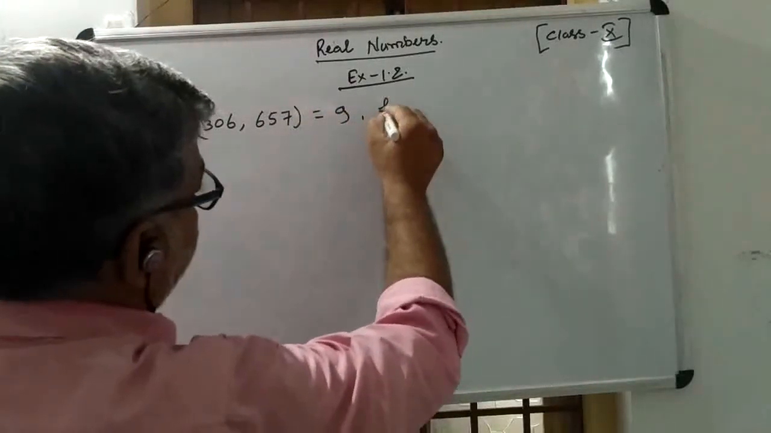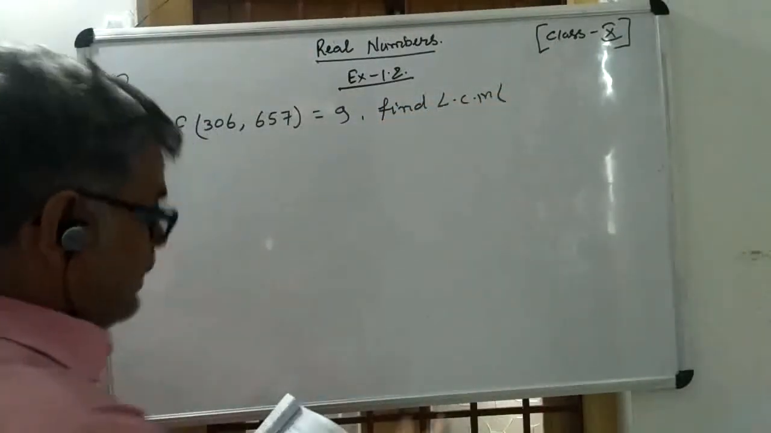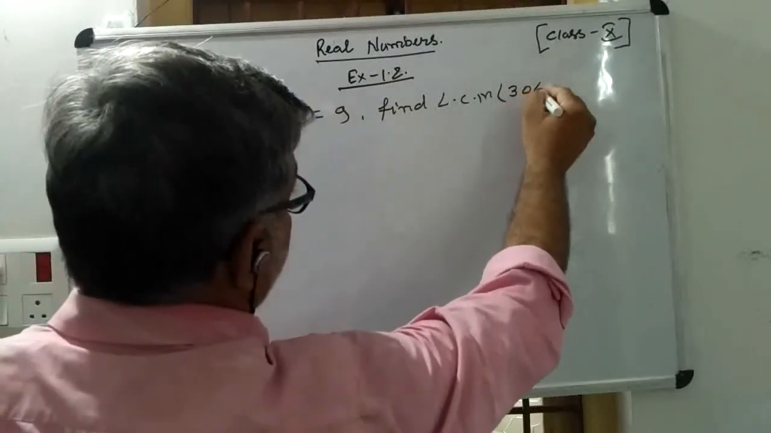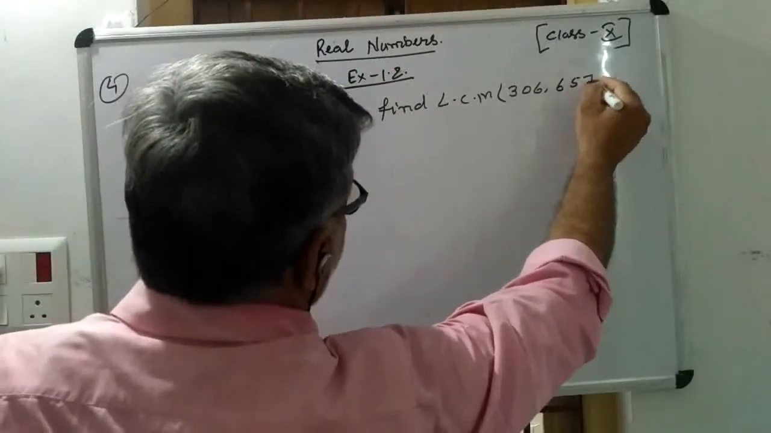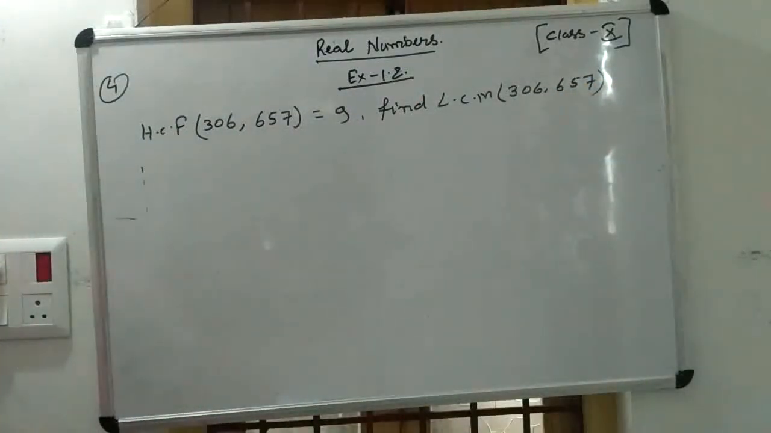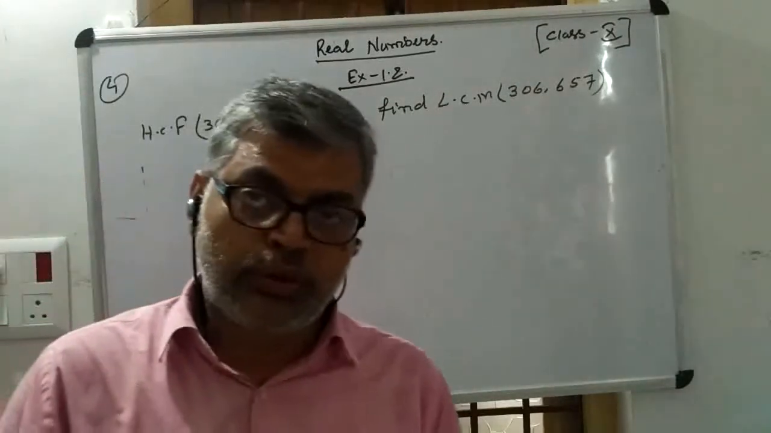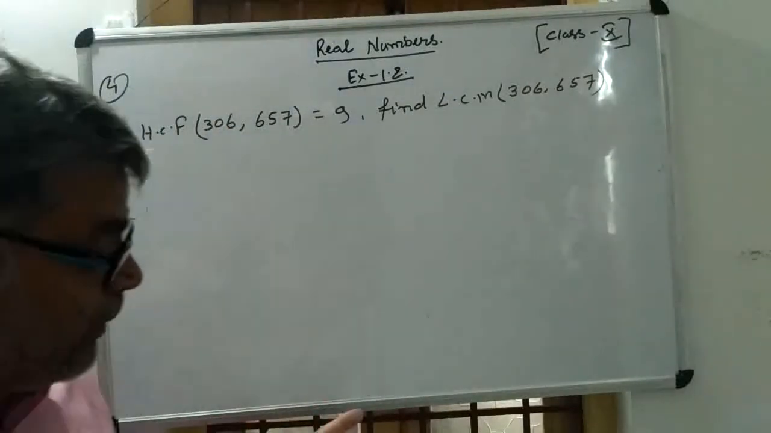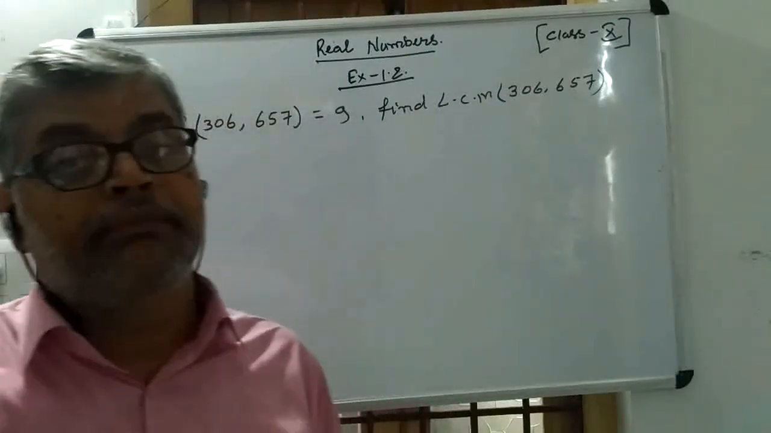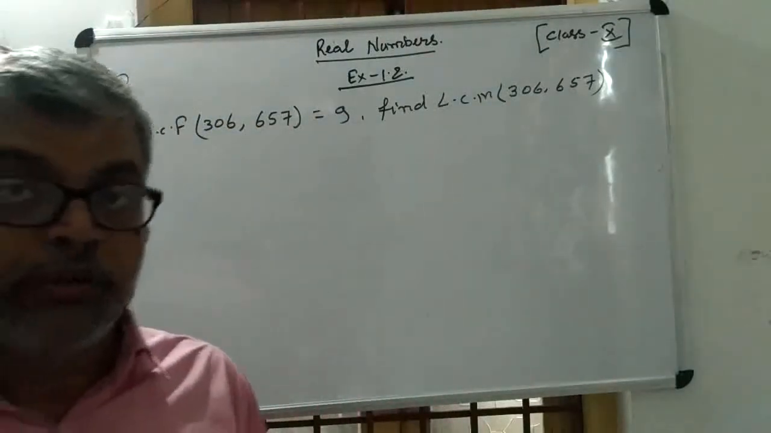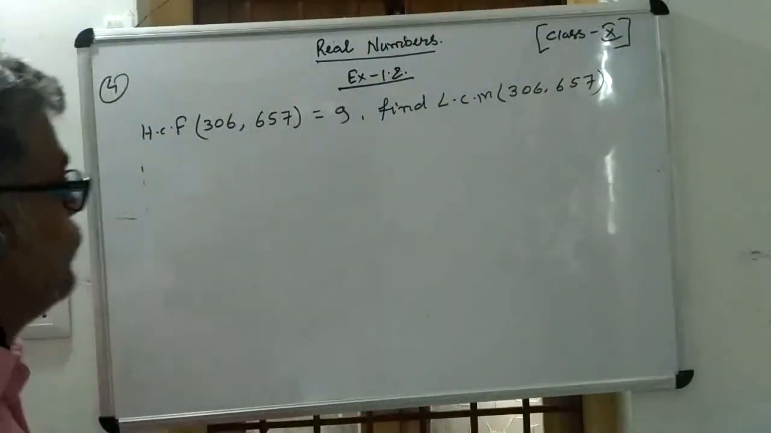We need to find the LCM of 306 and 657. HCF is given, two numbers are given. We need to find the LCM of the two given numbers. Now the result we have just verified, that the product of LCM and HCF is equal to the product of the two numbers. We will apply that result in solving this question.